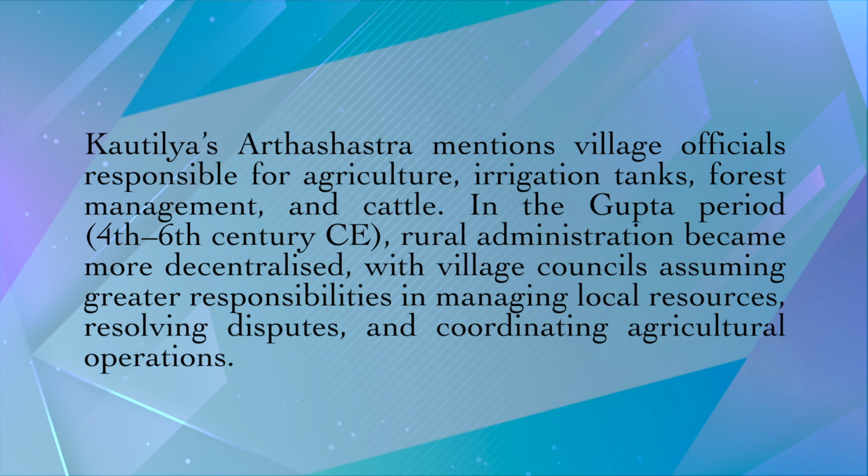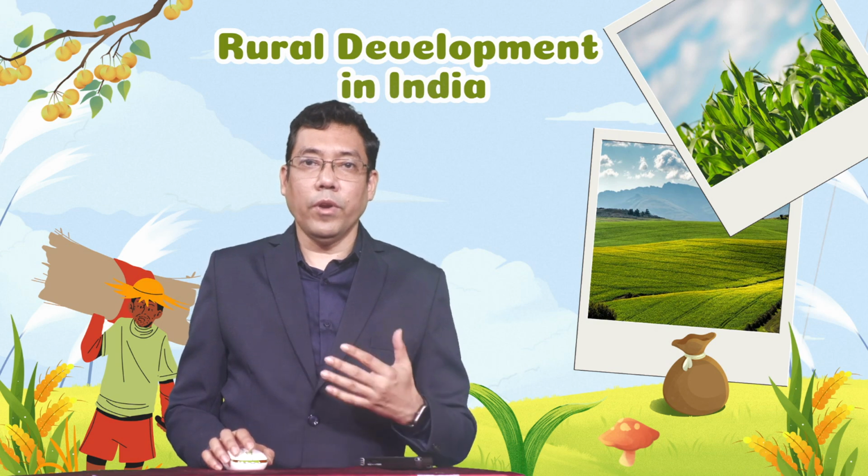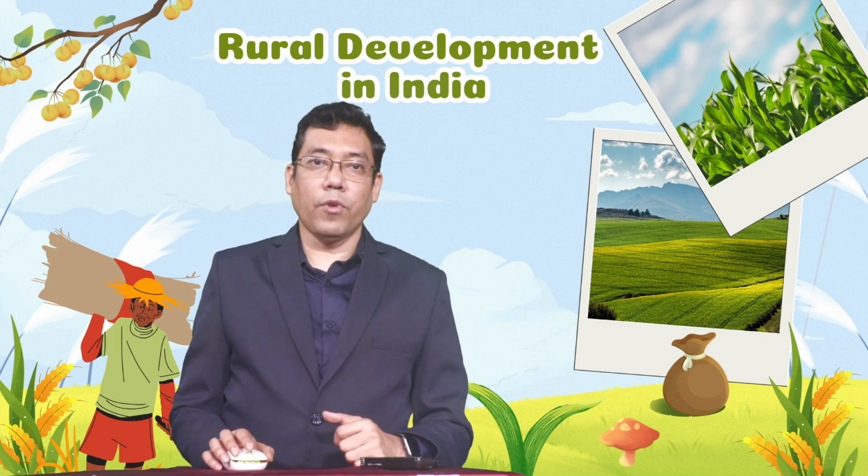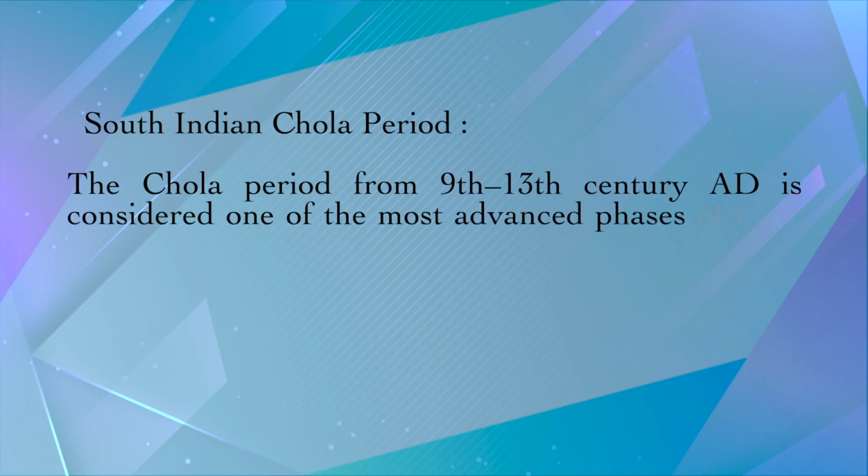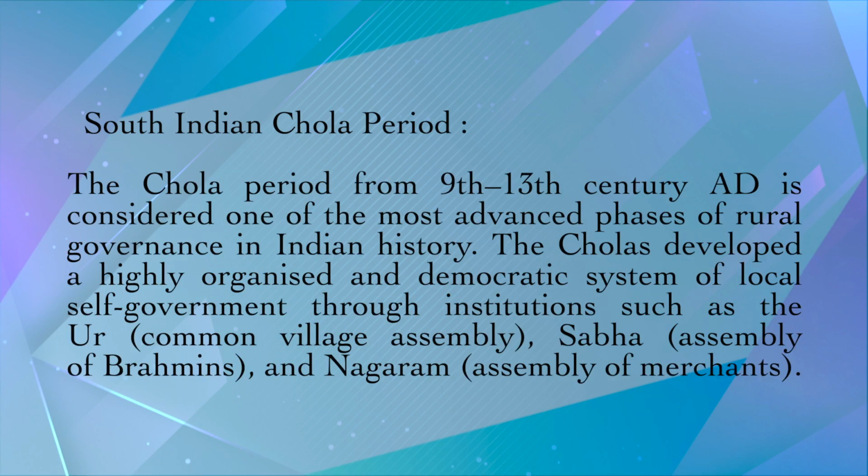In the Gupta period, from the 4th century to the 6th century AD, rural administration became more decentralized, with village councils assuming greater responsibilities in managing local resources, resolving disputes, and coordinating agricultural operations. The state intervened minimally, allowing villages to function independently. The Chola period, from the 9th century to the 13th century AD, is considered one of the most advanced phases of rural governance in Indian history.